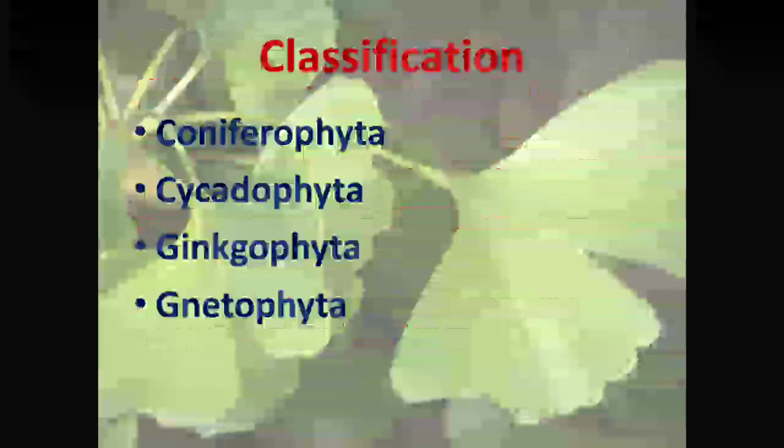Now come to the classification. What is the classification of these gymnospermic plants? It has four divisions. Number one is the coniferophyta, meaning all the conifers, cone-like structure plants. Cycadopsida, the cycas plants come under it. Ginkgopsida, the ginkgo plant. Gnetopsida, the gnetum plant, just like shrub plants, come under this. Ephedra plants, shrub plants, moorpankhi plants, come under the Gnetophyta.